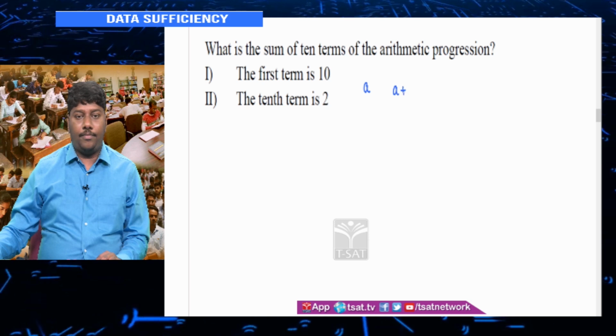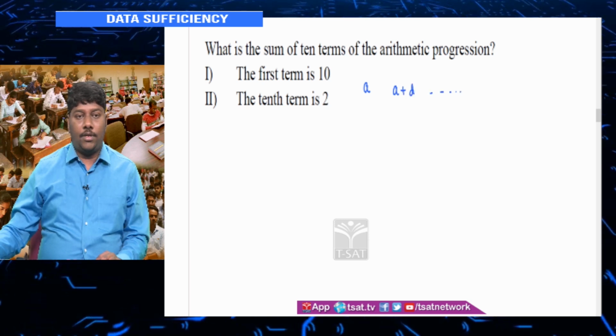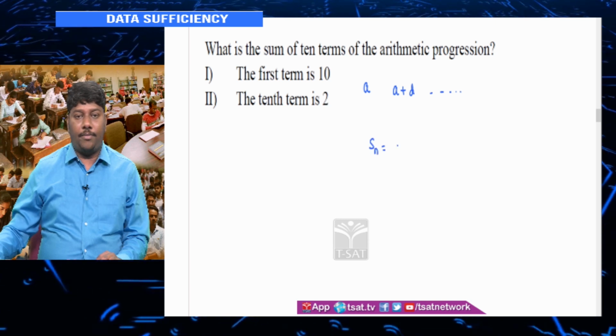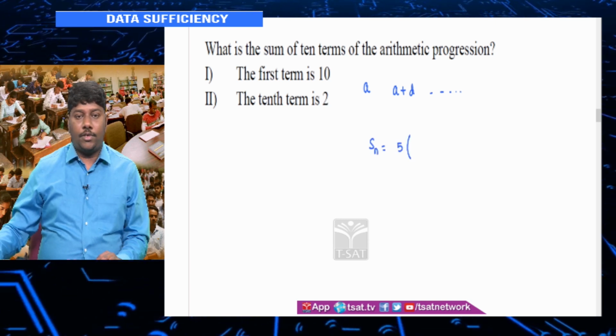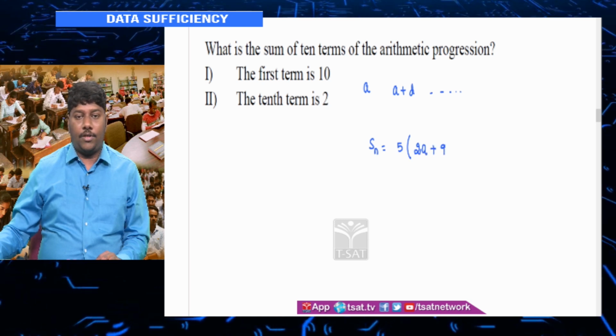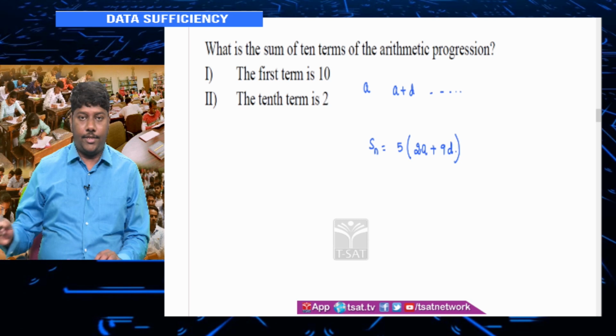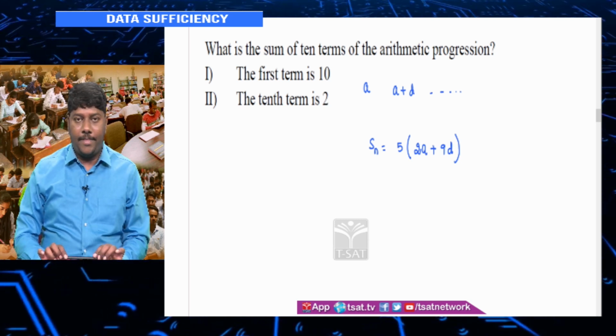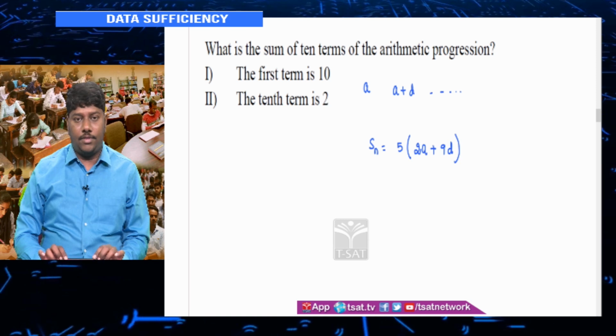A plus D and so on. Sum of 10 terms means Sn is equal to 10/2 [2A plus 9D], because (n minus 1) into D, right. So, what are the things that you need to know? You need to know the first term, that is A. You should also know the difference, that is D.